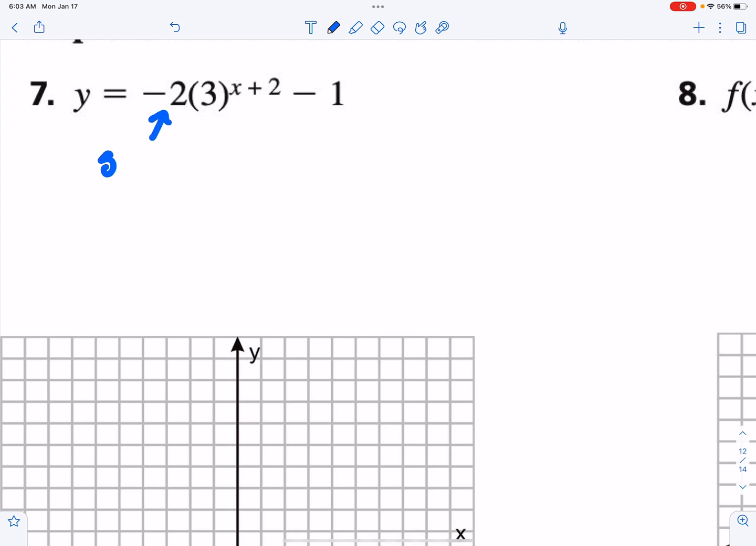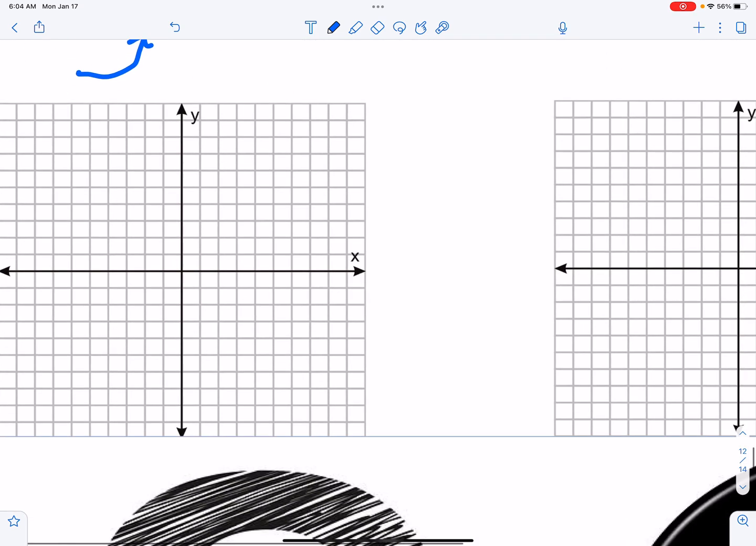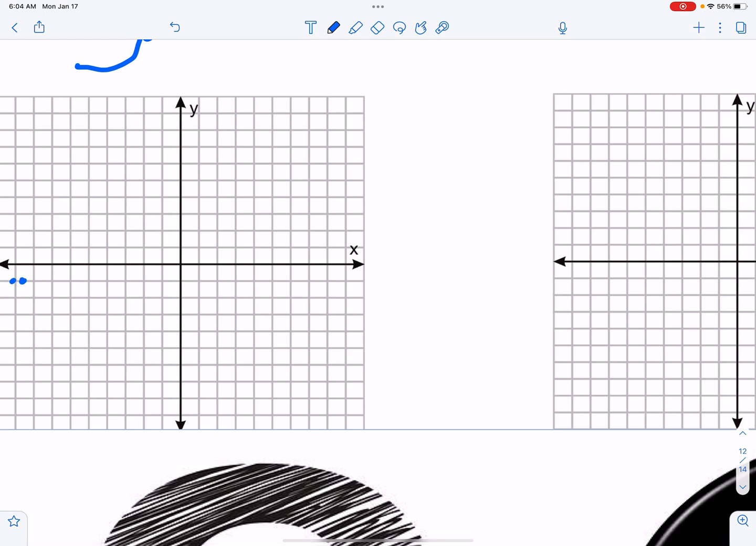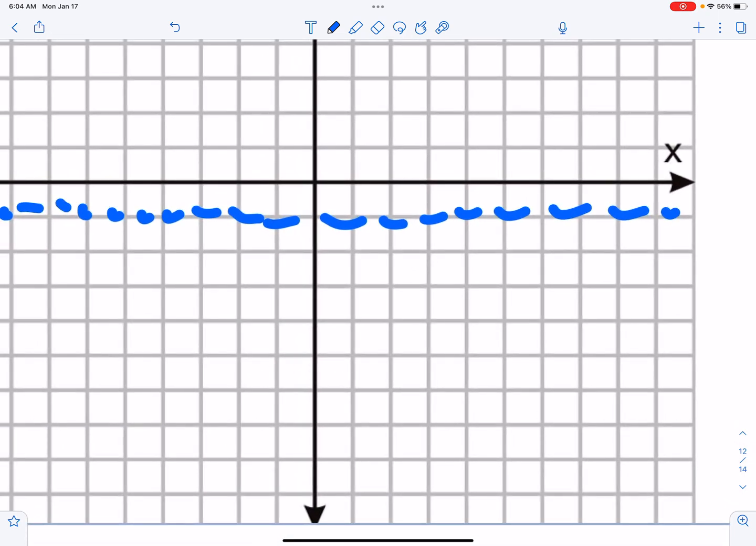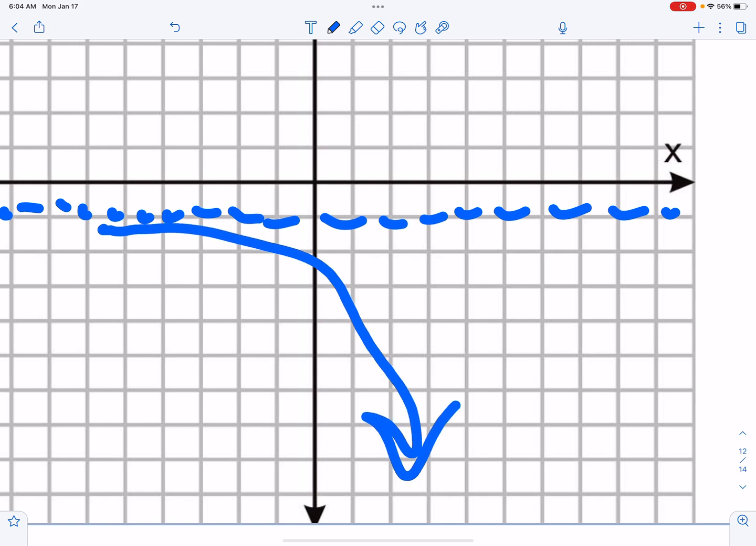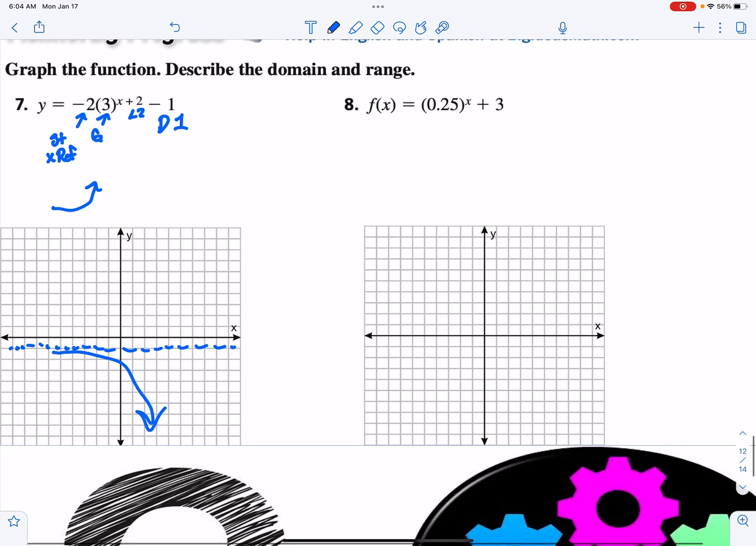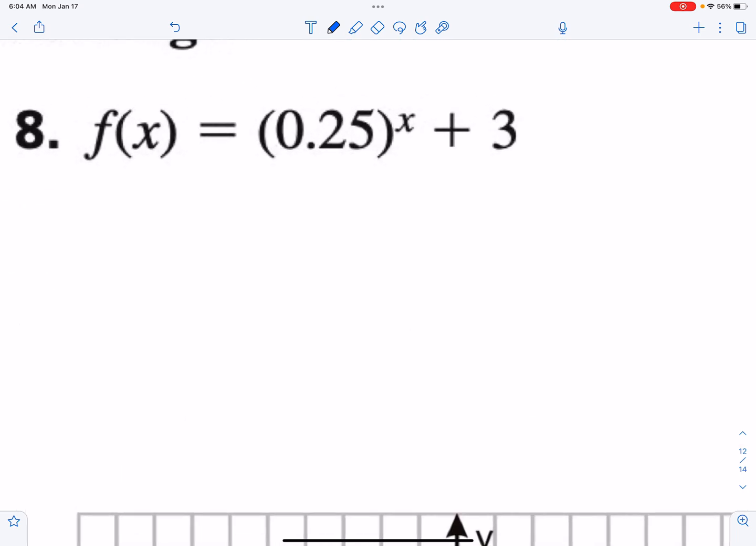So this is stretch and X reflected. This is a growth function. So it's going to start small and get big. This is going to move it left 2 and down 1. So a rough sketch, again, my boundary is going to be right here at -1 that it will never touch. And it's going to start small and get big, but it was reflected. So it should have this rough shape right here.